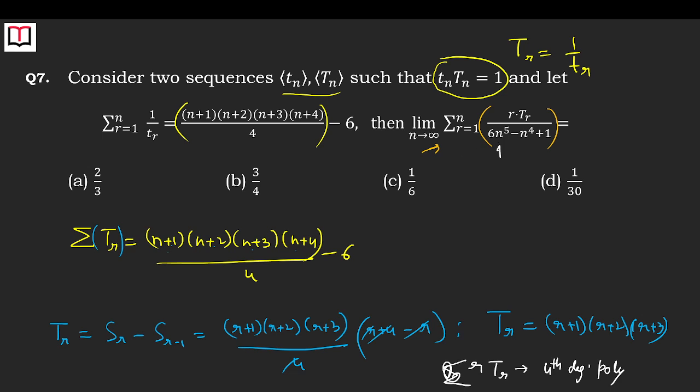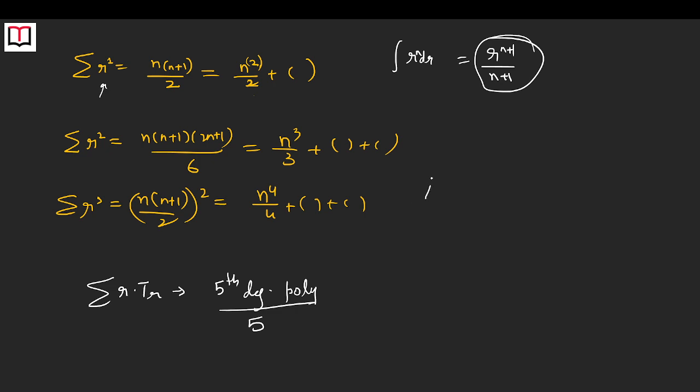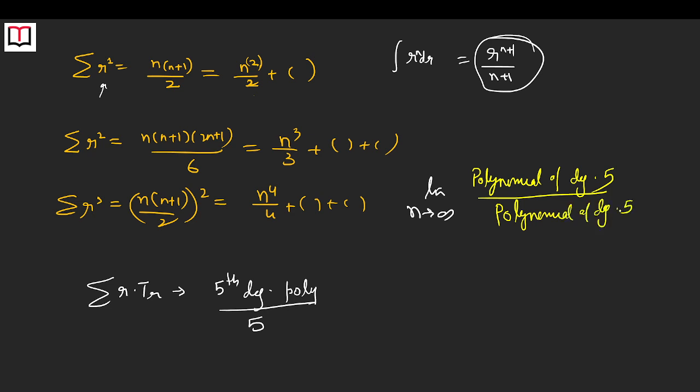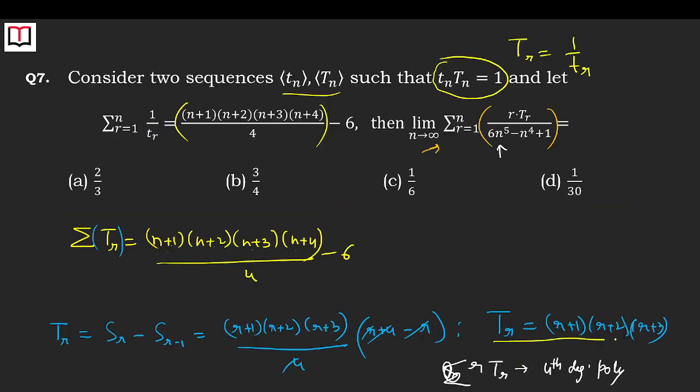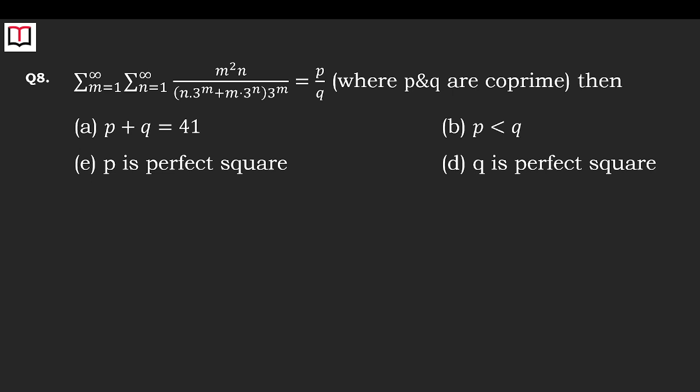Now, observe the degree of the denominator. When we go for evaluation of this limit, it's of infinity by infinity form, where the numerator is a polynomial of degree 5 and the denominator is a polynomial of degree 5. So the answer is directly the leading coefficient of the numerator, which is 1 by 5, over the leading coefficient of the denominator, which is 6. So the answer is simply 1 by 30 without any further calculation. Once you have the Rth term, capital TR, we don't need any calculation to get the answer. So now moving to the next question.